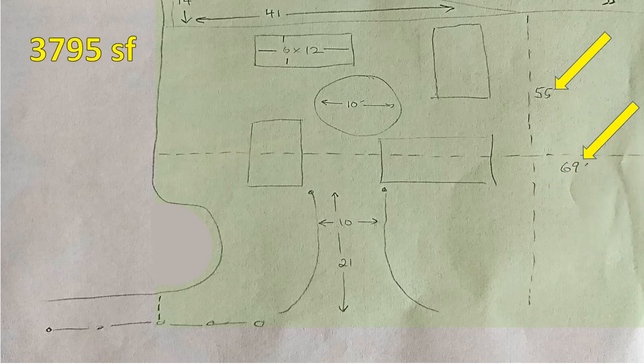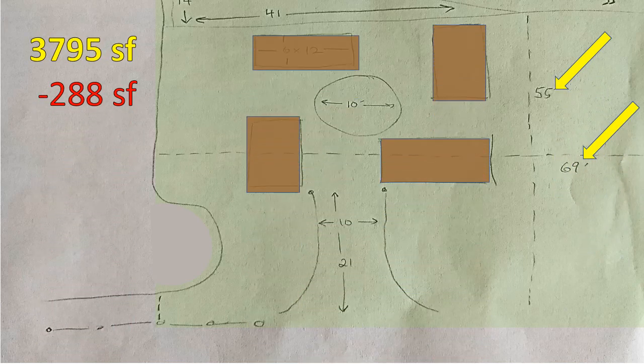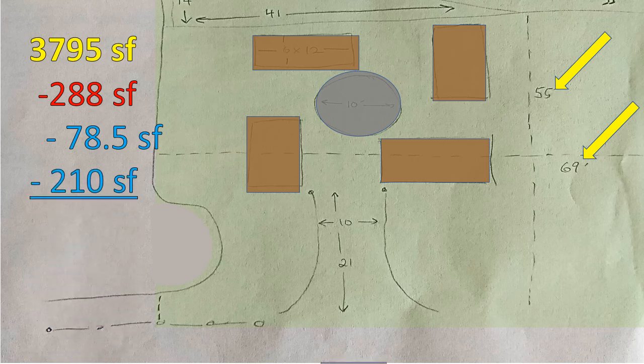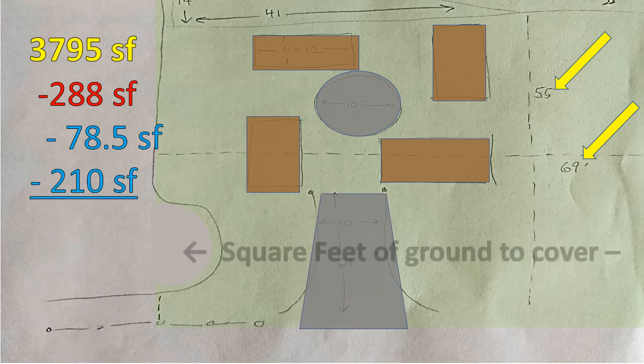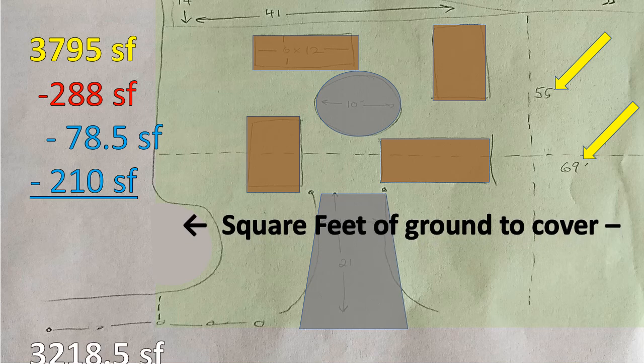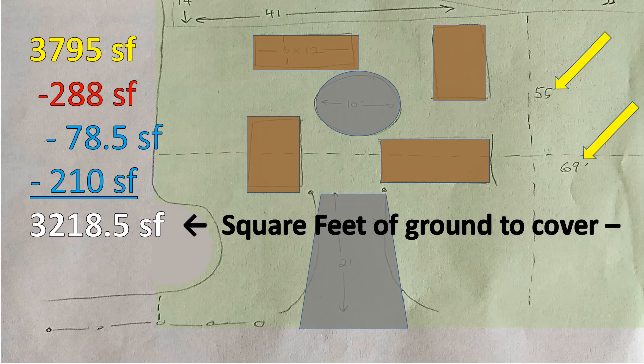However, we don't have to put ground cover on our raised beds or gravel areas, so we will take our square feet and subtract the square feet from our raised garden beds that we found earlier, then subtract the square feet of our circle and our entry that we also found earlier, and what we get is a total of 3,218.5 square feet of ground to cover.